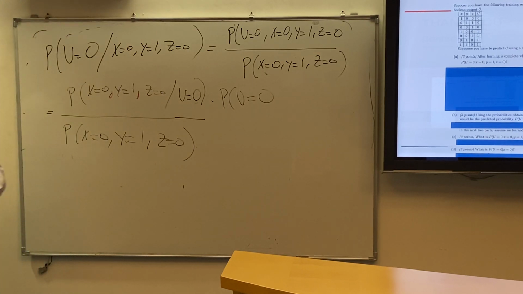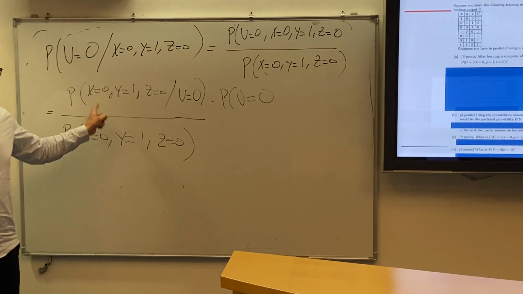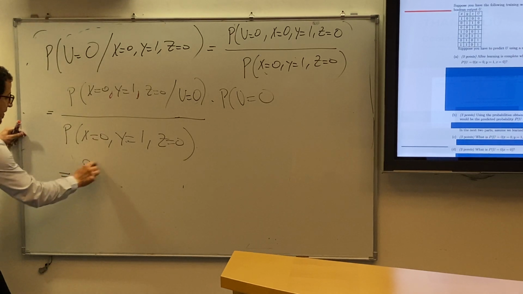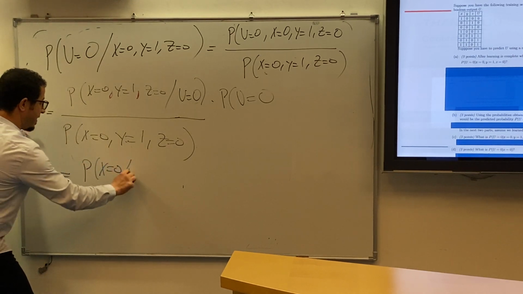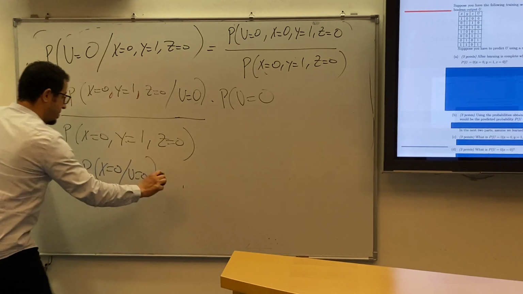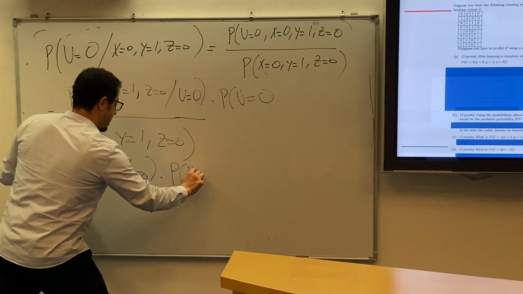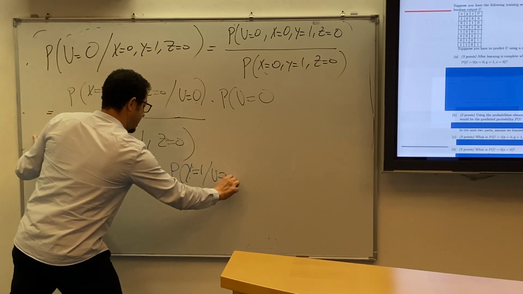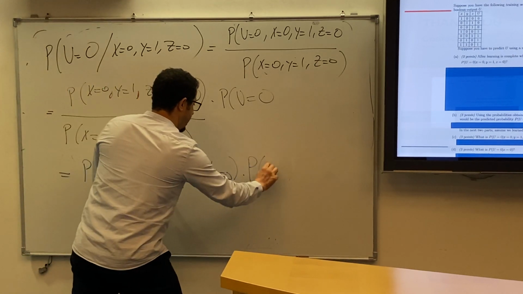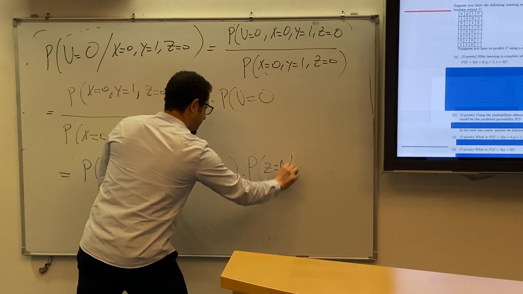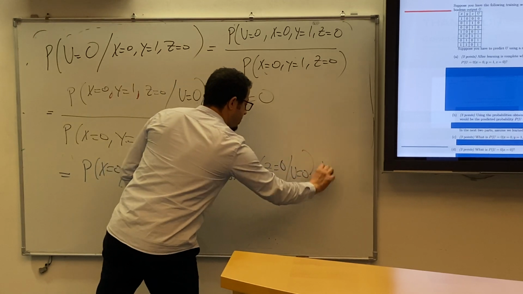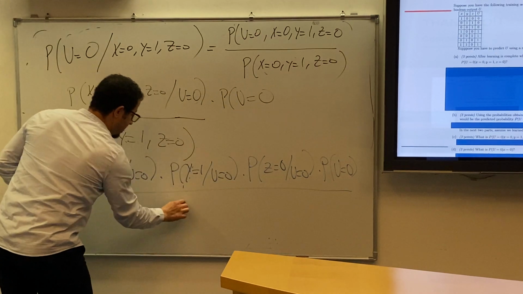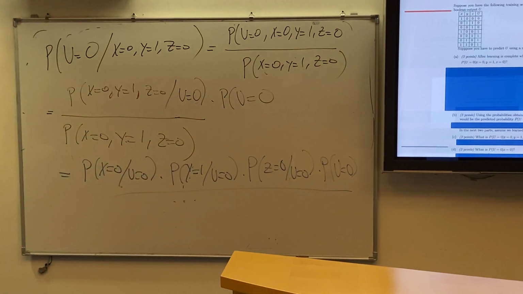You see here? I am in the class 0, those are independent. So what will be here, please? The probability of x equals 0 given u is 0 times the probability of y, sorry, y equals to 1 given u is 0 times the probability of z equals to 0 given u is 0 times the probability of u equals to 0 divided by, I'm coming to it. First of all, is it clear?